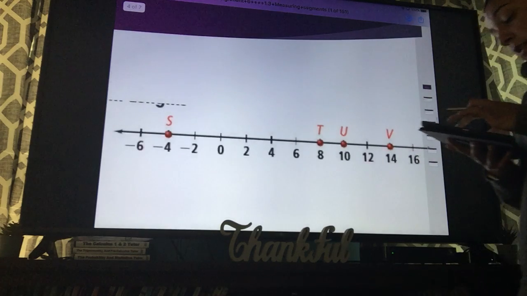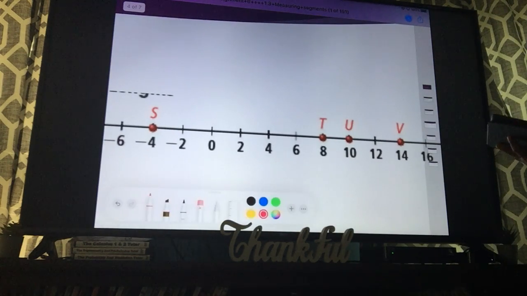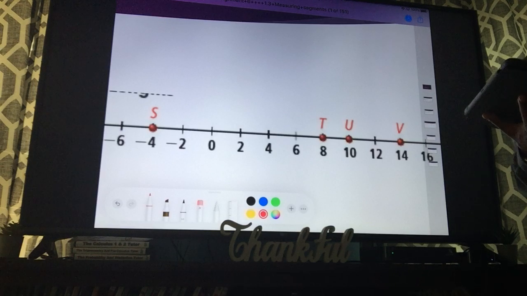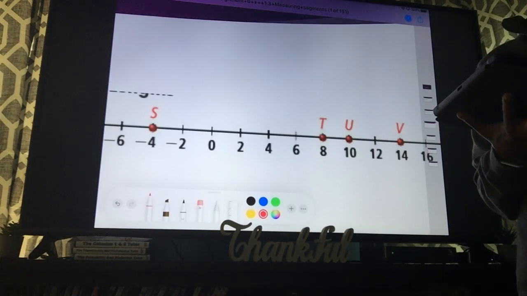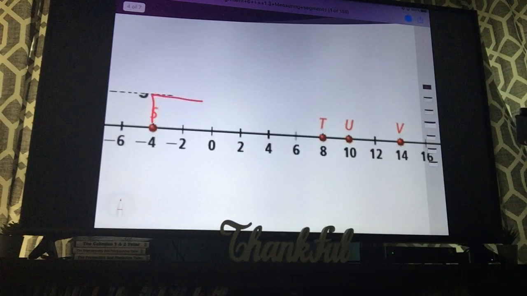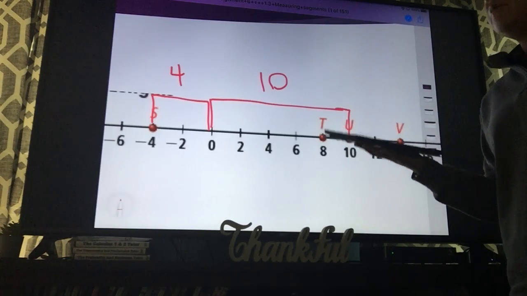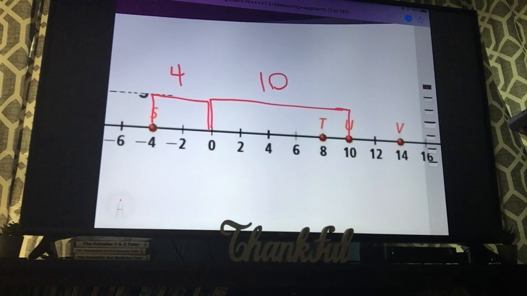What about the length US? I'm going to zoom in here again. So we're going from U to S or S to U, it does not matter. S is at -4 and U is at 10. So go from -4 to 0. That's 4 units. And then I need to go from 0 all the way to U, which is 10. Then I'm going to take those two and put them together. So 10 plus 4 is 14.